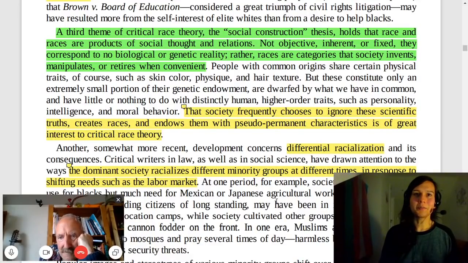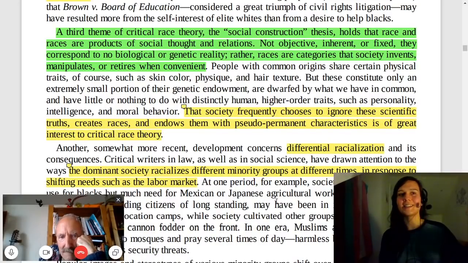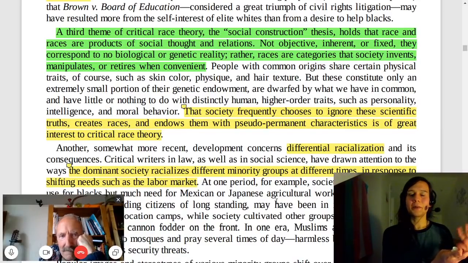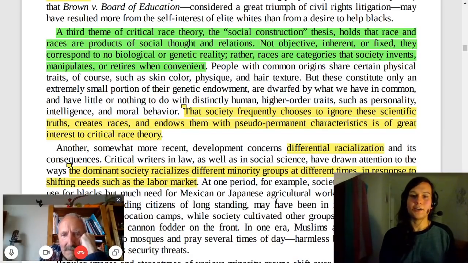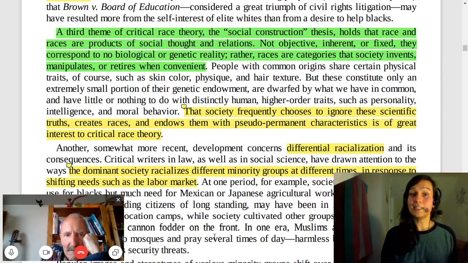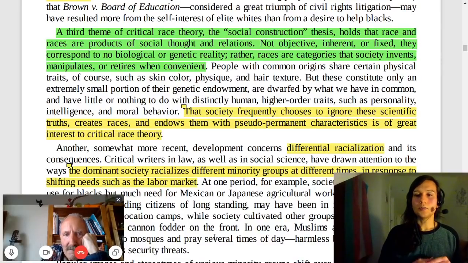We didn't talk much about the biological side of race because we acknowledge that the factors that appear to be biological can have a social element to them, and because we can change the social element, we should focus on changing the social conditions as a priority, because nothing about biology is going to change. So this social construction thesis holds that race and races are the products of social thought and relations, not objective, inherent, or fixed. They correspond to no biological or genetic reality. Rather, races are categories that society invents, manipulates, or retires when convenient.